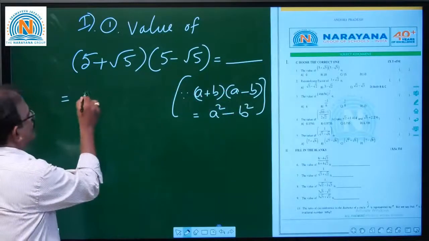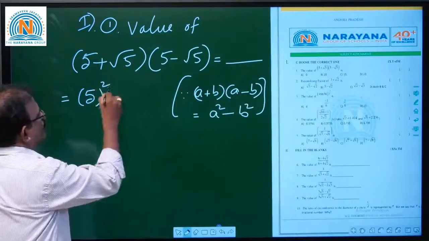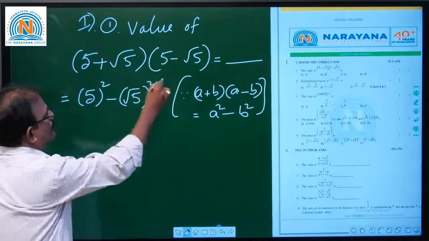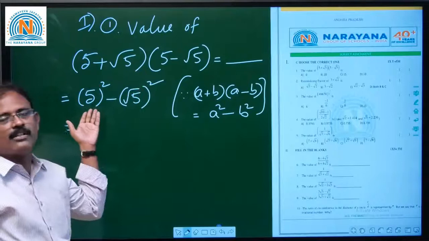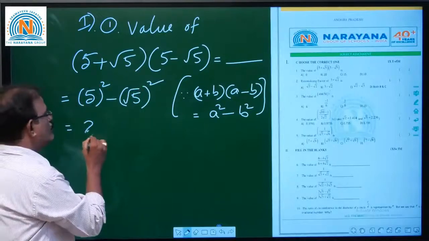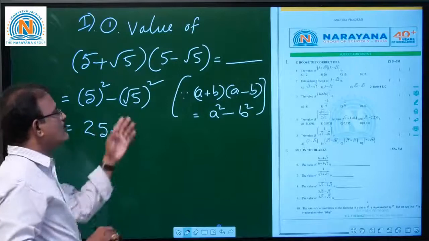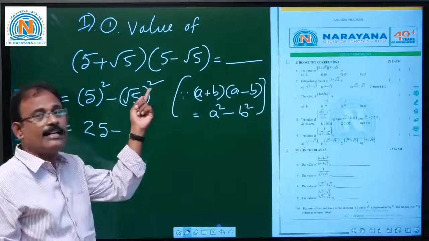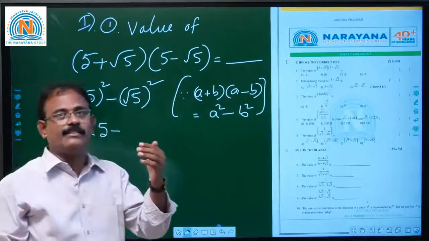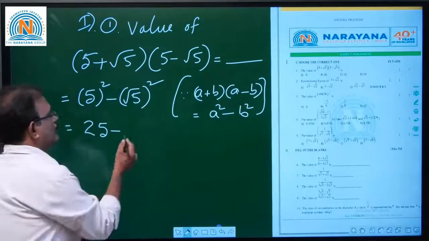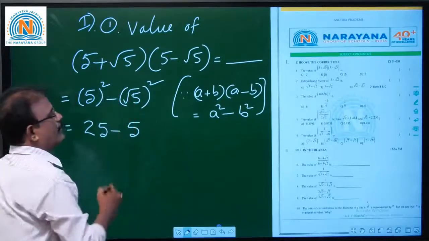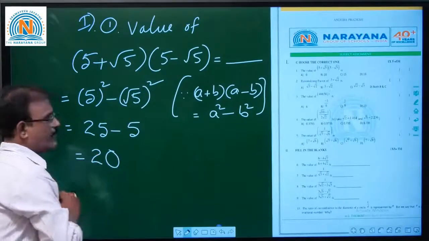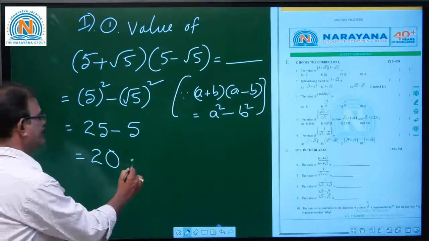Therefore, a square is 5 square and b square is root 5 whole square. 5 written itself how many times, children? 2 times, so 5 into 5 is 25. Minus root 5 whole square: the square and the square root cancel, so we get 5. If you subtract 5 from 25, the result is 20.